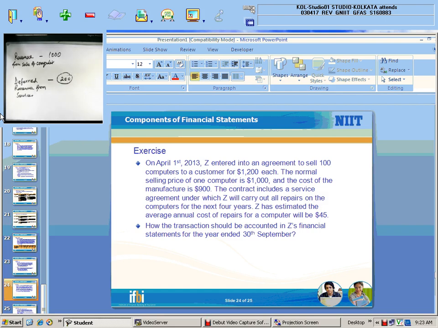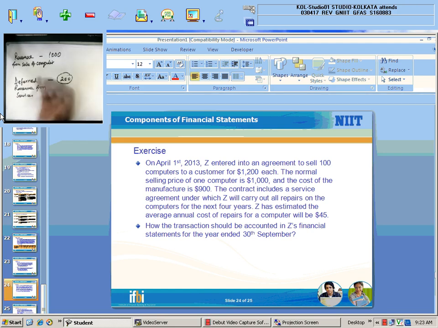The whiteboard is there. Can't you see the whiteboard? Are you not able to see the whiteboard? Is anybody not able to see the whiteboard?